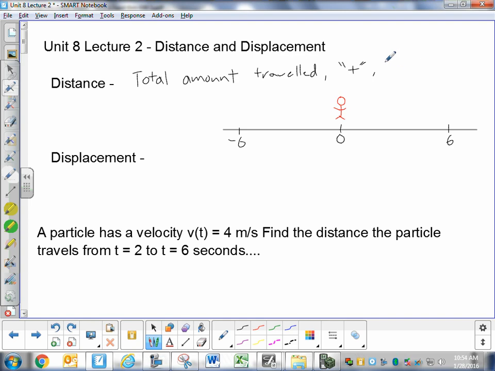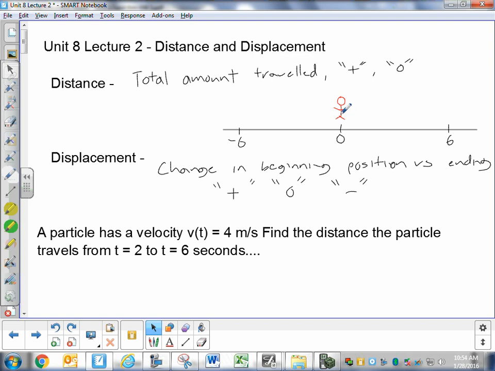If you don't move, sure. So it could be 0. But as long as you're moving, you're going to have some distance. Displacement is just your change in your beginning position compared to your ending position. We know displacement could be positive, it could be 0, and it could be negative.